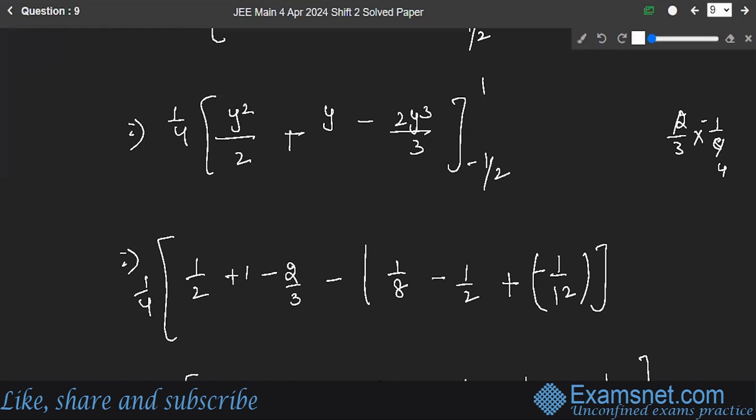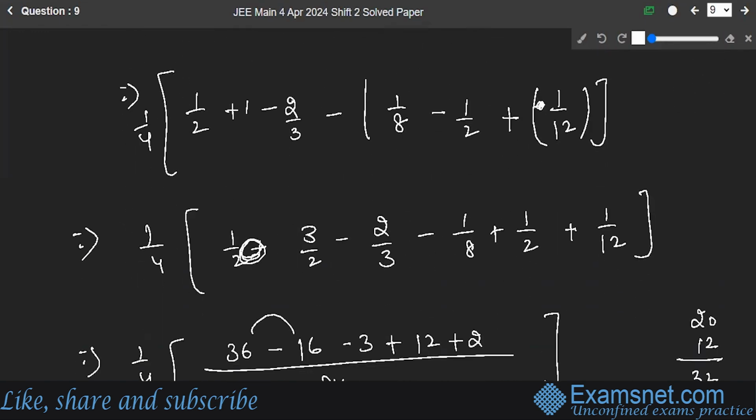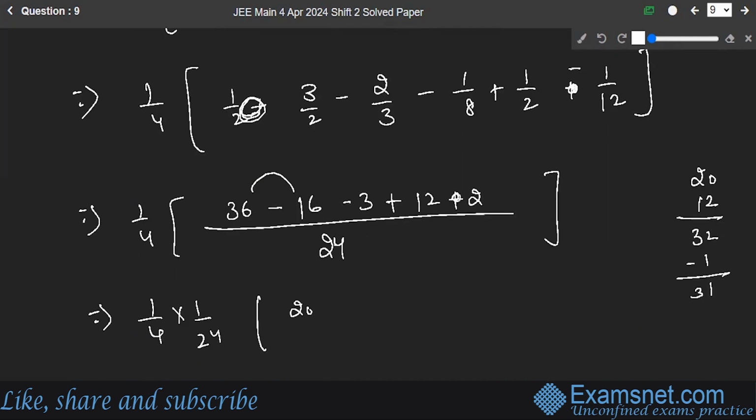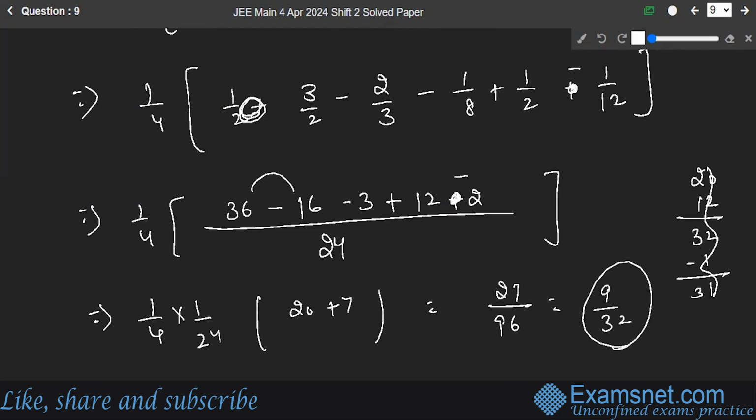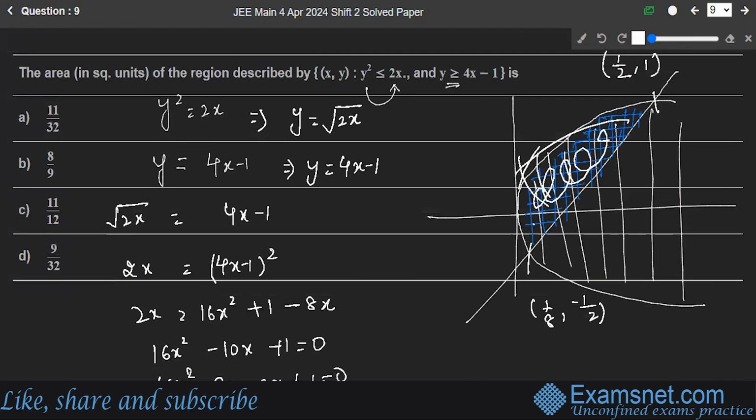Here something was missed: this minus sign was there also. So this was a plus, and this would have been a minus, so this was also a minus. Okay, let's do it again. This is 20, and this will give me 7. So this is 27 upon 96, or this will give me 9 upon 32. This is the answer to the question: 9 upon 32 is the correct option. Hope you're clear with this. Let's move to the next question.